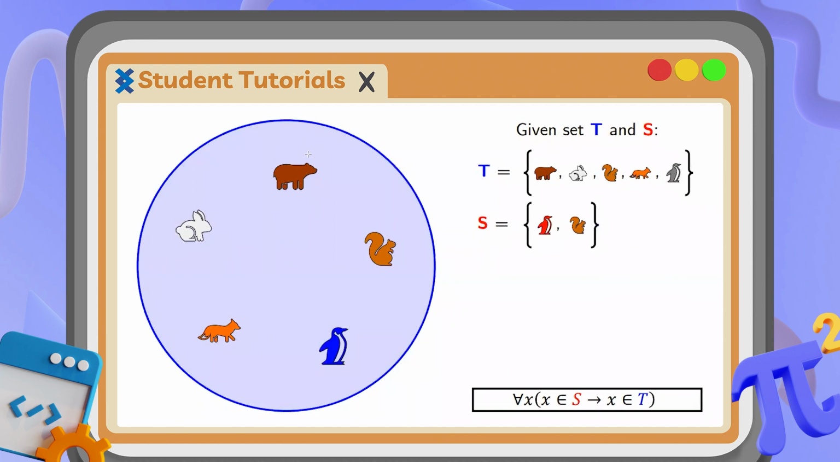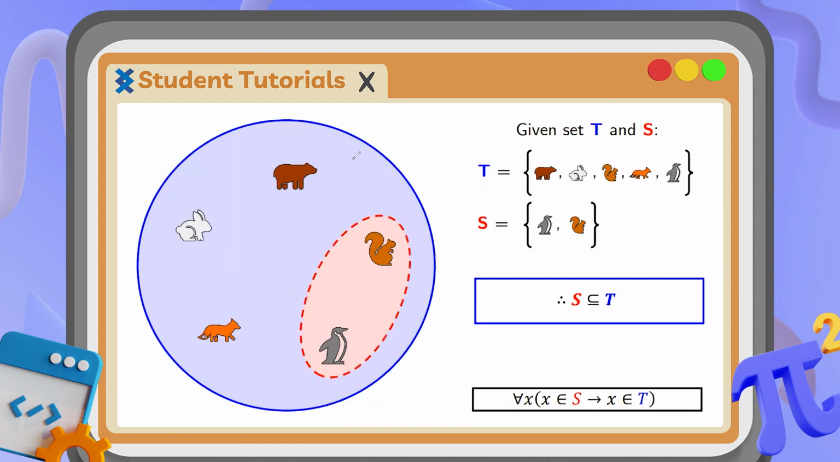So first we have the penguin over here, which is part of set S and is also part of set T. And then the next one is we also have the squirrel, which is also present in set S. Additionally, it's also present in set T. And because both are present in set S and set T, then we can form a subset from S with respect to T. So therefore, S is a subset of T.